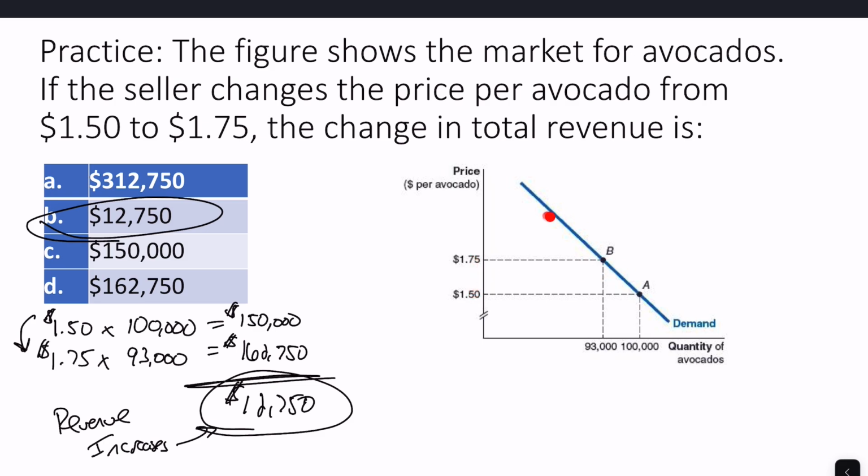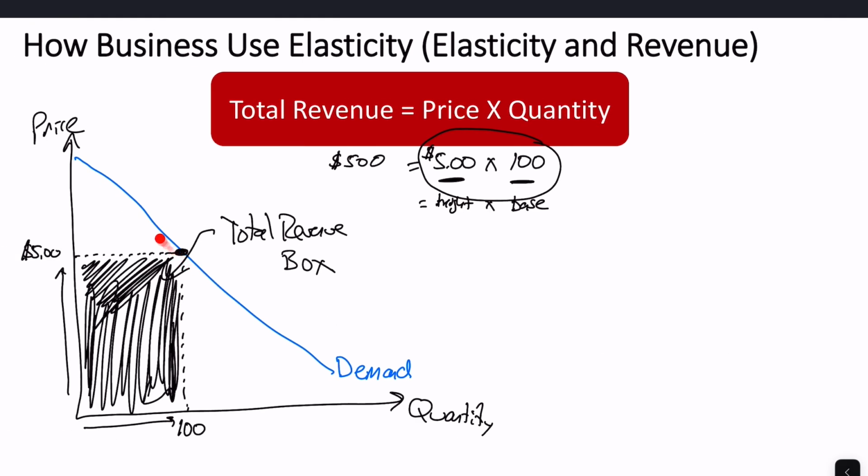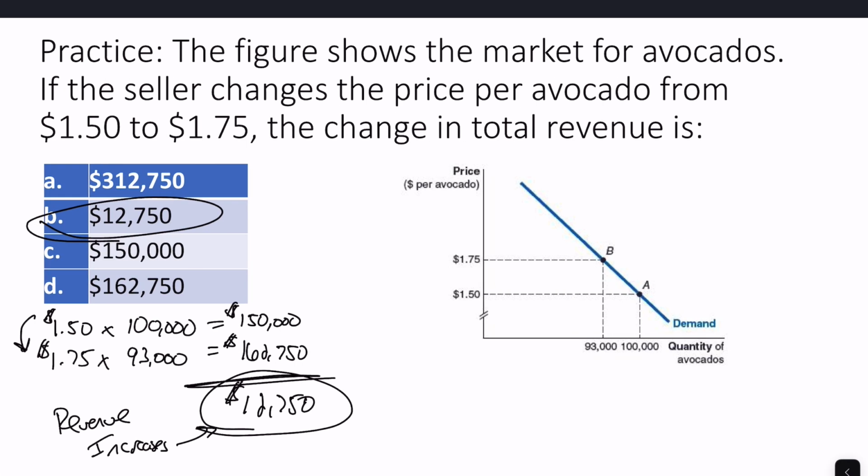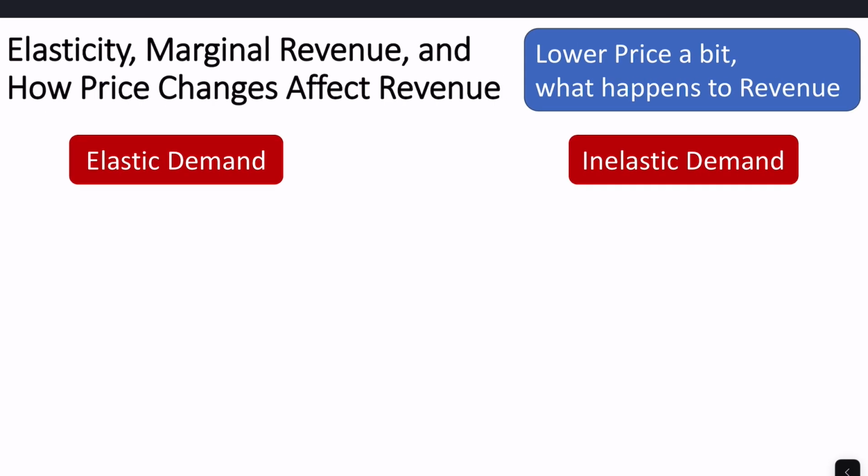But if we were somewhere up here, we could go from that price to this price up here, and it might be different, where our revenue might actually go down. Okay, and so that's what's going on as we go along these demand curves. You can visualize this box changing in terms of our total revenue. And the size of that area could either be going up or down depending on where you're at. Okay? And whether it goes up or down depends on elasticity.